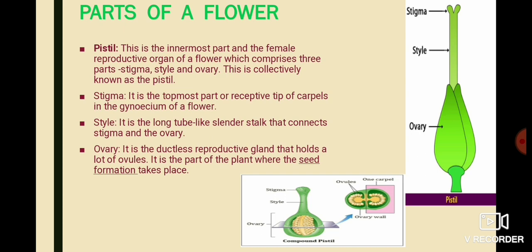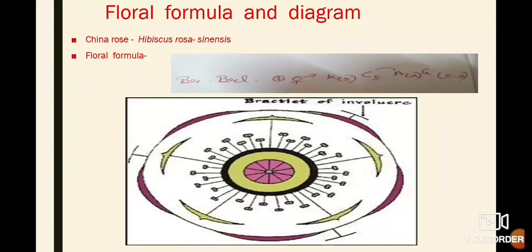You can see the pictures. I have already given you the images to follow them. Now we are going to study the floral formula and floral diagram of Hibiscus rosa-sinensis, the common name being China rose. First let me explain each and every symbol and the terms used for the floral formula.